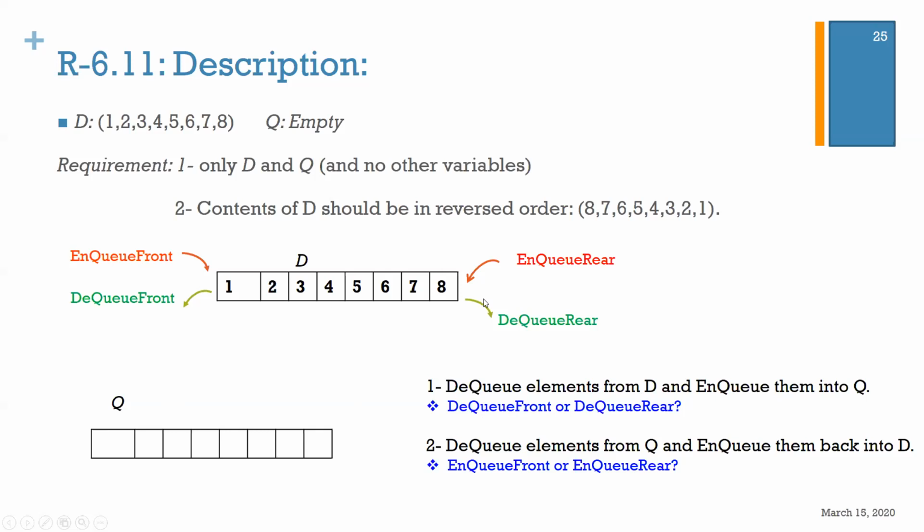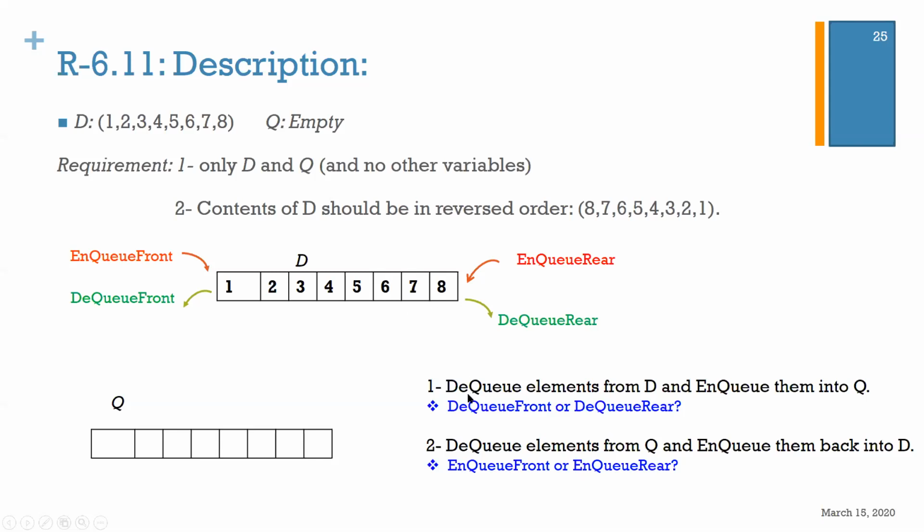This is a question, who can answer? For this, we can DQ front or DQ rear. Another question: if we DQ elements from Q and then NQ them back to D, this is the idea, but NQ at the front or NQ at the rear.